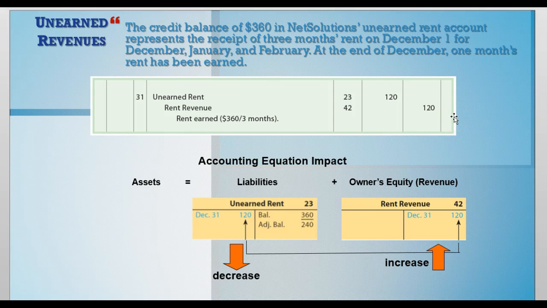This one we're looking at unearned rent. That's unearned revenue. We had unearned rent on the books at $360, and that was for 3 months, December, January, February. One month has gone by, so that's $120 in rent that we have to recognize now. Now, rent is a credit, it's a revenue credit, and the unearned rent revenue is going to be a debit. So we've recorded that, and you can see here's a liability. We are decreasing that liability, and we are increasing the rent revenue on the owner's equity side.